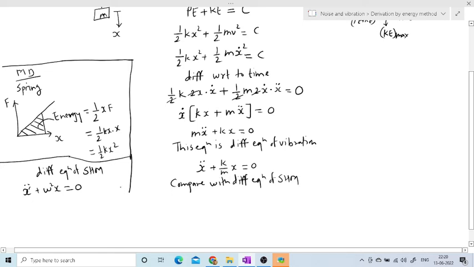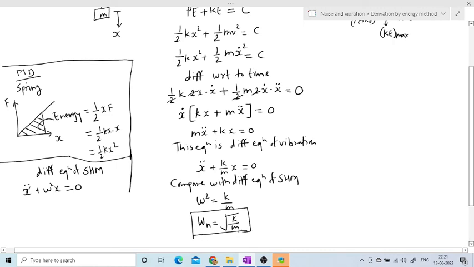After comparison, here you can see it is x double dot, x double dot. Here you can see x, x. On the right side it is 0. Means ultimately this omega square will be equal to k by m. So omega square is equal to k by m, means omega n, the natural circular frequency, will be root k by m. So this is the value of omega n.